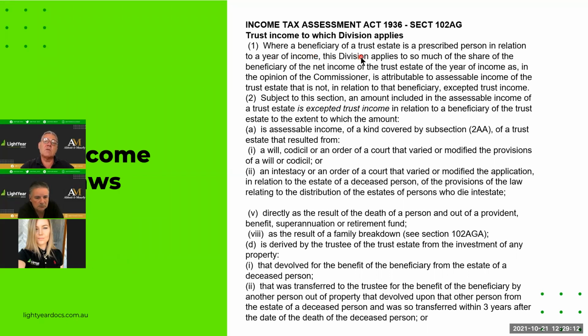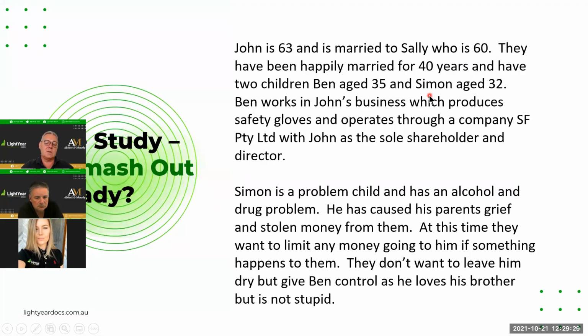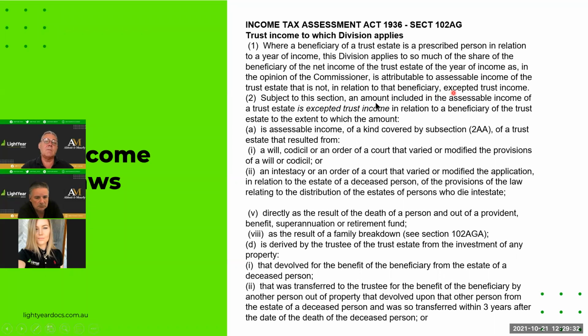So we're a beneficiary of a trust estate as a prescribed person, that's a child under 18, in relation to a year of income. This division applies to so much of the share of the beneficiary of the net income of the trust estate of the year of income as, in the opinion of the Commissioner, is attributable to assessable income of the trust estate that is not, in relation to that beneficiary, accepted trust income. Now, accepted trust income means it's not subject to those income tax penalties. So minors are just taxed as ordinary beneficiaries, which would be fantastic. Wouldn't it be great to have all of our trusts like that?